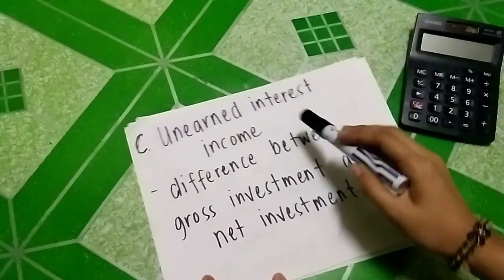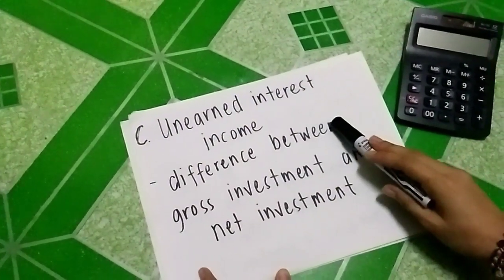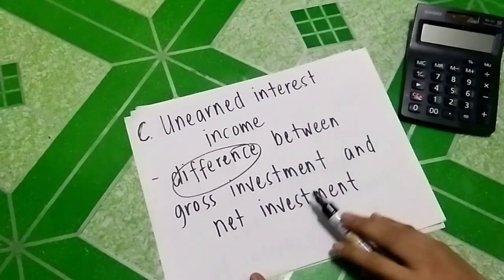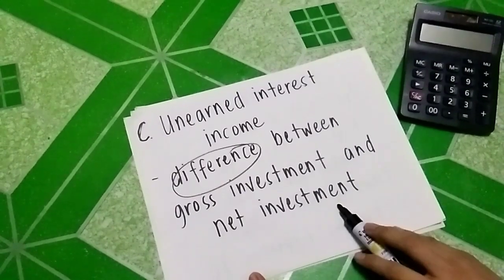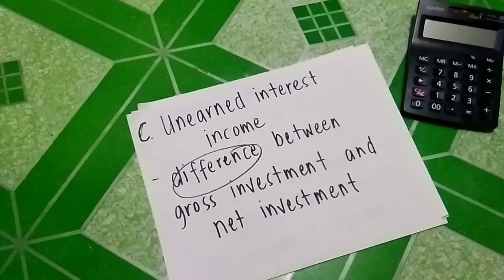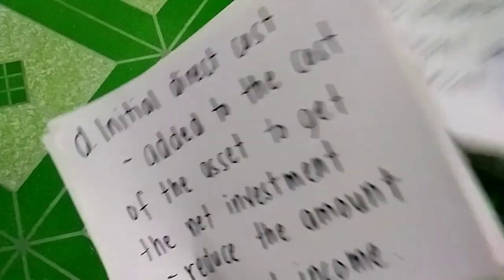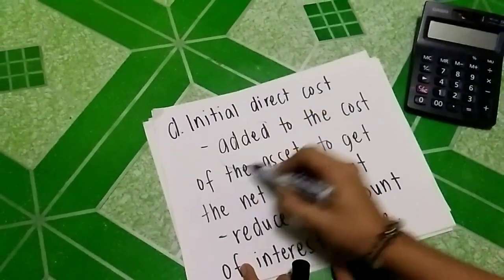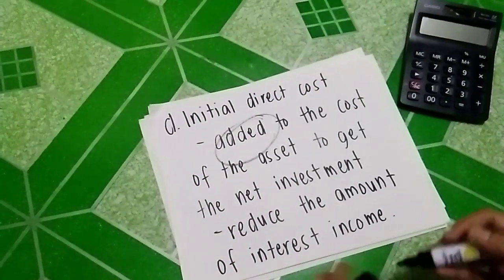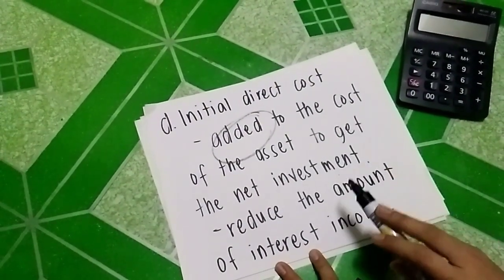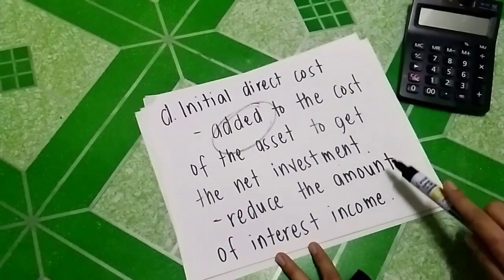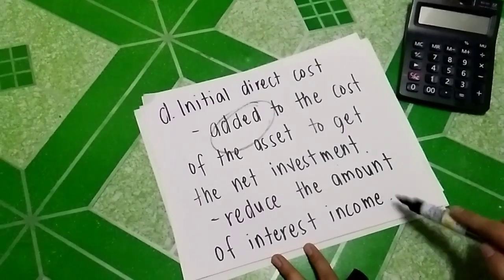So third is the unearned interest income. This is computed by getting the difference between the gross investment and the net investment, which is mentioned a while ago. So the last one is the initial direct cost, which is added to the cost of the asset to get the net investment. Subsequently, having initial direct cost will reduce the amount of interest income in the lease.